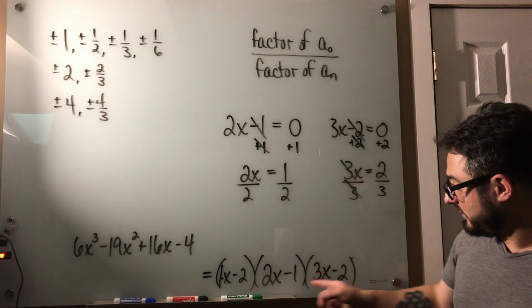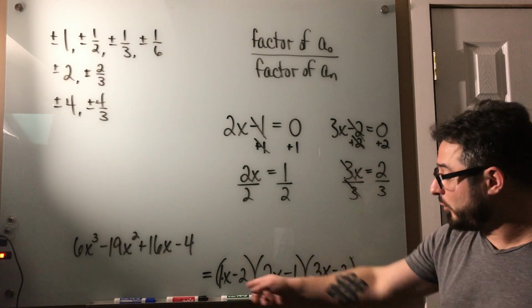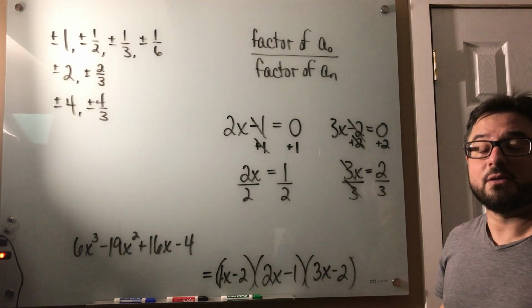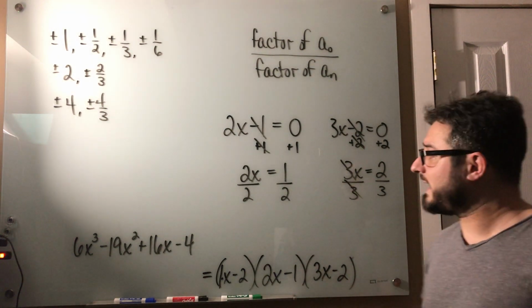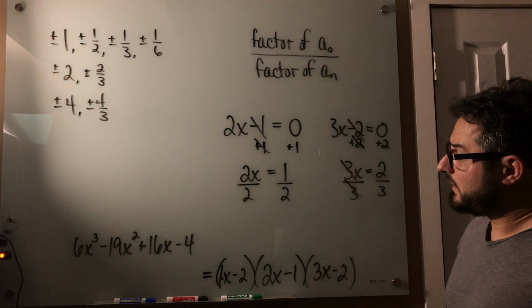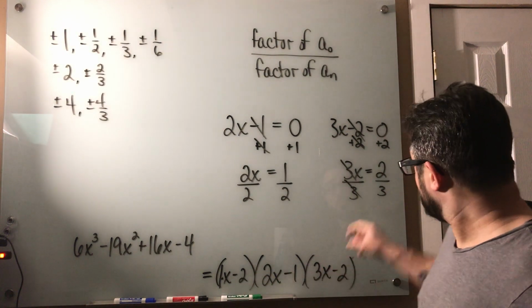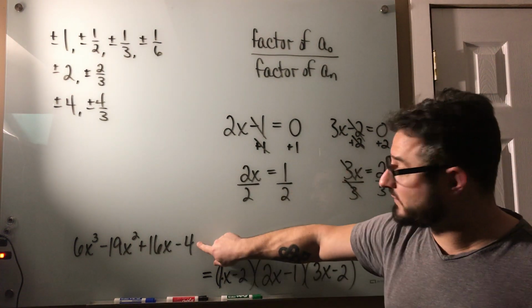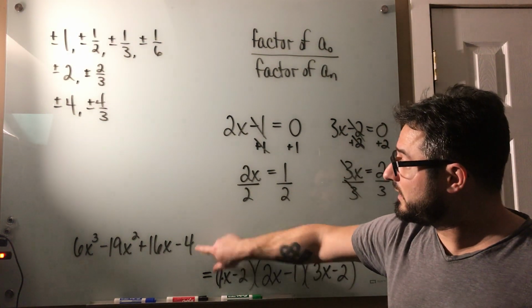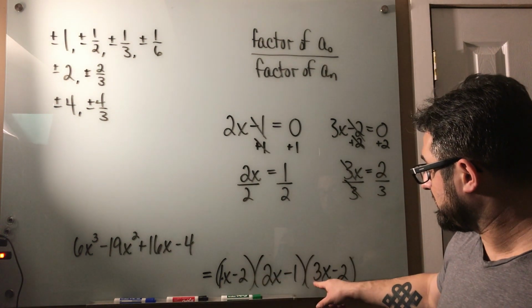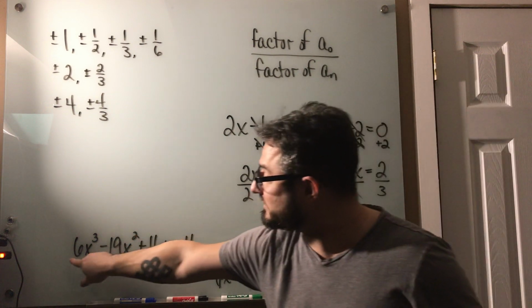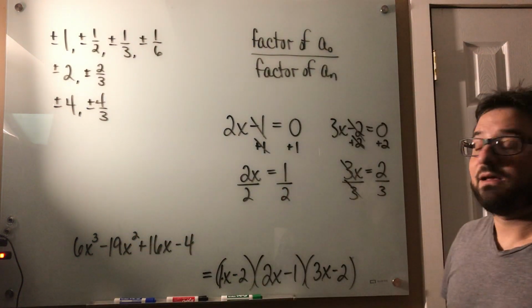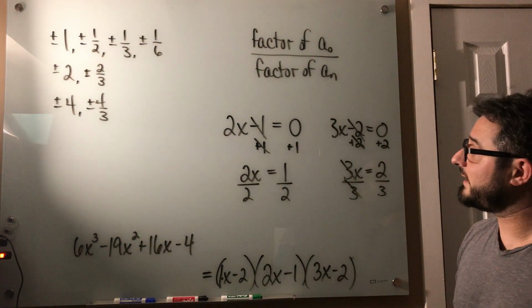And same thing with the constants. I could have a 1 and a 4, in different combinations that give me the negative. So the point is that all of these constant terms, which are going to end up in the numerators, have to come from a factor of this. And all of these coefficients here, which are going to end up in the denominator, have to come from a factor of that. Every rational zero fits that.